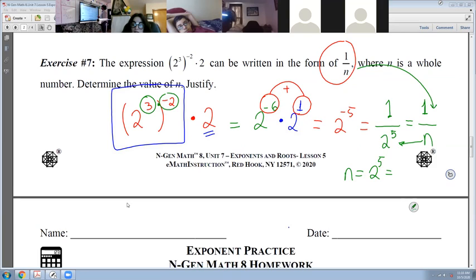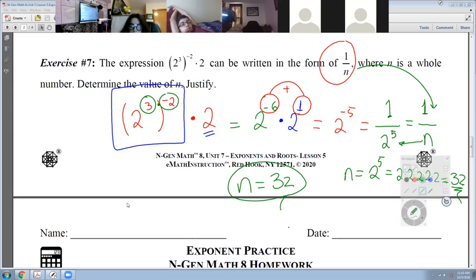No. 2 to the power of 5 doesn't mean 2 times 5, it means 2 times 2 times 2 times 2 times 2. 32. Yeah, 32. Who said it? Thank you. Yes, it is 32. What is n then? n is equal to 32. Yes.